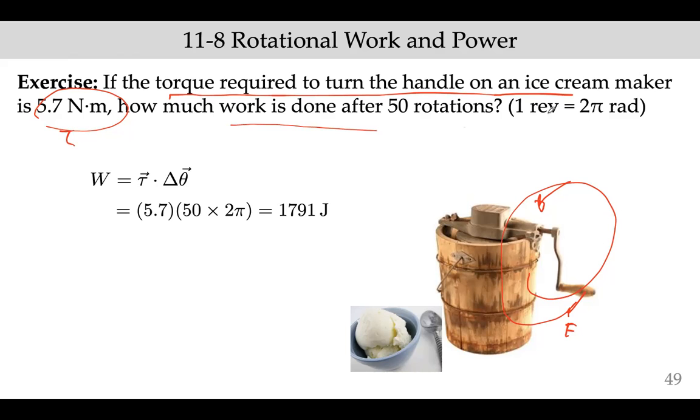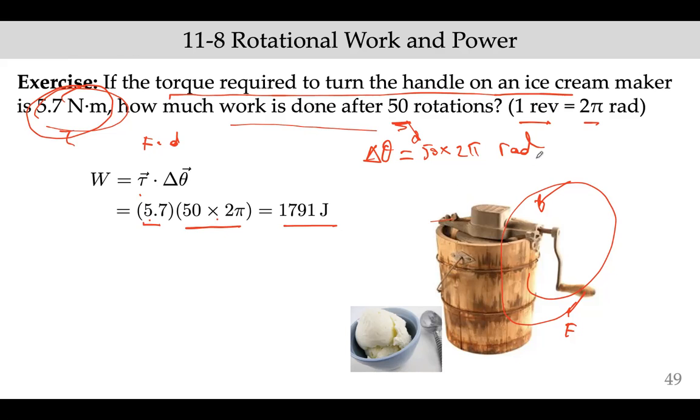So you make 50 rotations. So one rotation is 2 pi radians. What is 50 rotations? 50 times 2 pi. So that's delta theta. And now it's in radians. Now just multiply, just like F times D. Now instead of F times D, you have to do torque times delta theta. So the torque is 5.7, and the amount of rotation in radians is 50 times 2 pi. If you multiply these numbers, you will find it's 1791 joules. So this is going to be the work done by this torque if the person rotates it for 50 times.